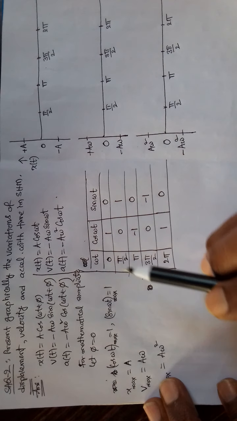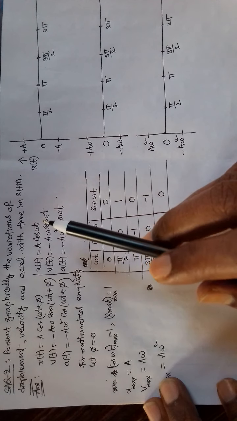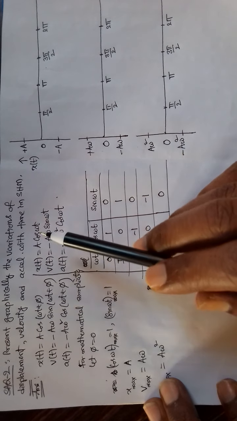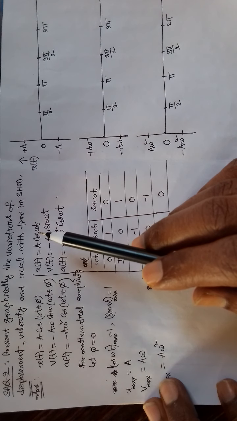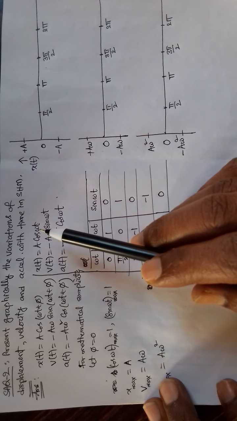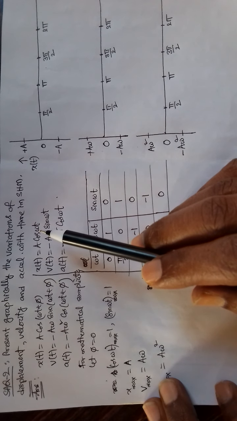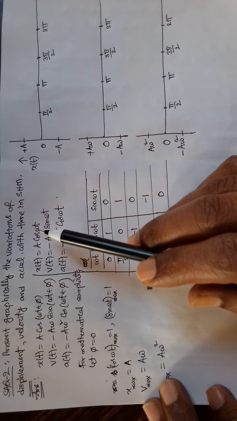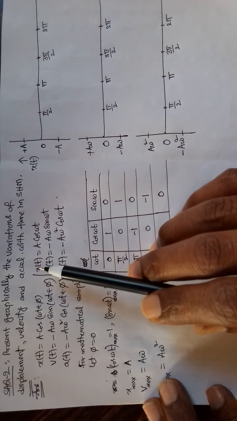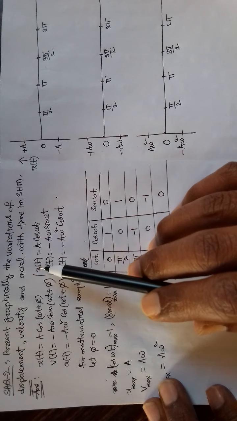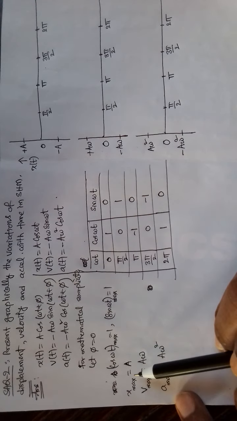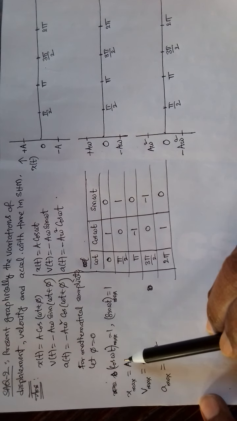Now see here, in the displacement expression the cosine function is there. The maximum value it can give is plus 1 and the minimum value it can give is minus 1. So when its value is 1, the maximum displacement becomes a into 1, that is a. Therefore the maximum displacement is a.